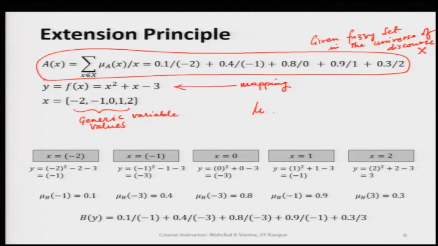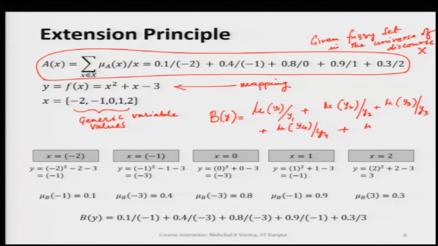So, what we need here, let us say the mapped fuzzy set that we are interested in is B of y. Then what we need here, corresponding to A of x, is mu(y1)/y1, mu(y2)/y2, mu(y3)/y3, mu(y4)/y4, mu(y5)/y5. So, the unknowns are y1, y2, y3, y4, y5.